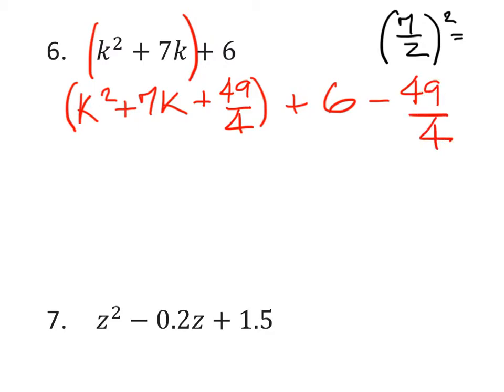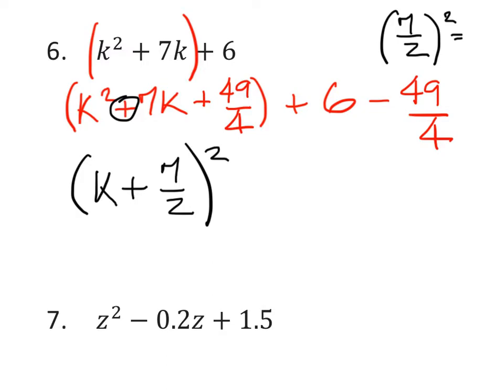So write the proper form, quantity squared of k, and then plus, from here, half of 7 is 7 over 2. Close the quantity, put the square symbol. And then you have 6 over 1 minus 49 over 4. That's middle school math. You should be able to subtract fractions. When you do that, you're going to come back with minus 25 over 4.